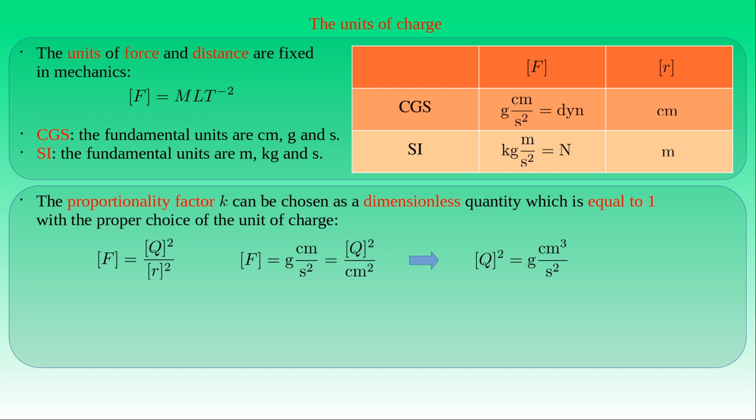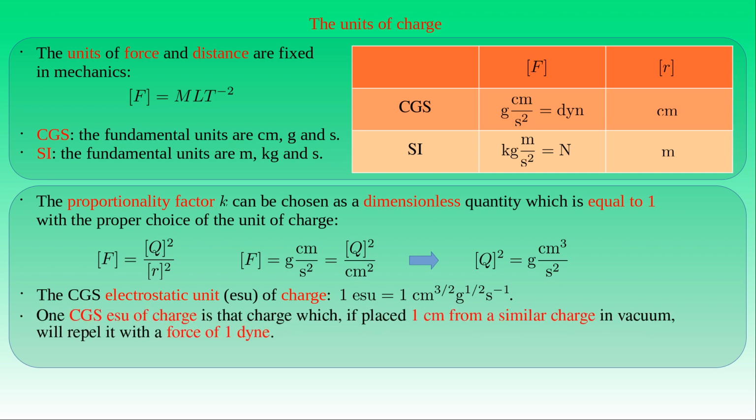This expression defines the electrostatic unit of charge, abbreviated as ESU, where 1 CGS electrostatic unit of charge is equal to 1 centimeter to the power of 3/2, times gram to the power of half, times second to the power of minus 1. The interpretation of the electrostatic unit is then the following. 1 ESU of charge placed 1 centimeter from a similar charge in vacuum will repel it with a force of 1 dyne. The elementary charge measured in CGS ESU is about 4.8 times 10 to the minus 10 ESU.